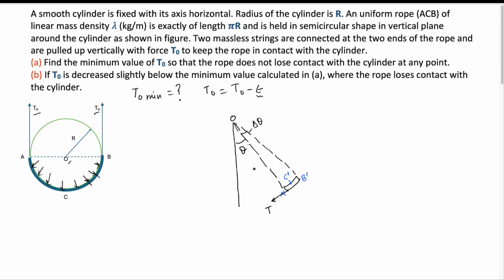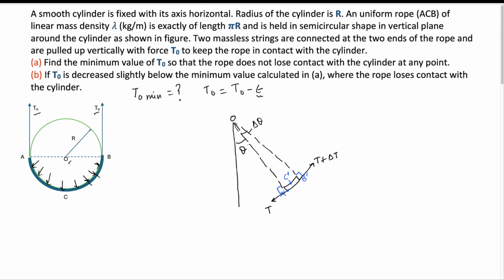Now this is perpendicular to this line because this T is tangent at point A. Similarly we have another force, which is T plus, let's say, delta T. So delta T has been added because we have added some mass here because of this segment. And this is also a tangent at point B prime. So there is a 90 degree angle with this line OB prime.